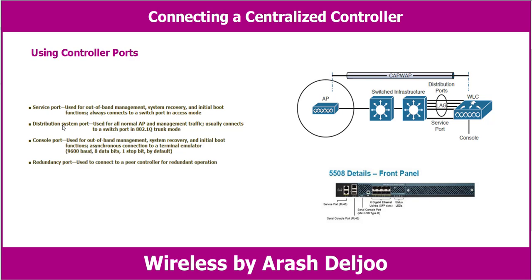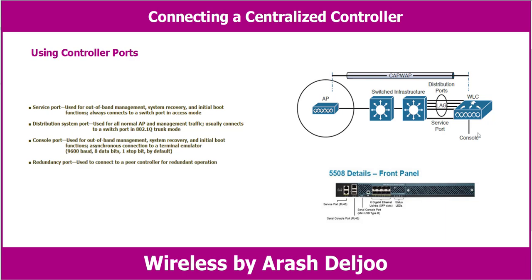After that, we have the distribution system port. This is used for all normal AP and management traffic. It is usually connected to a switch port in 802.1Q trunk mode. As you can see here, we have multiple distribution system ports. We can aggregate them and connect them to the switching infrastructure. We will learn about it in more detail. With the distribution ports, we transfer all of the normal AP traffic and also management traffic.